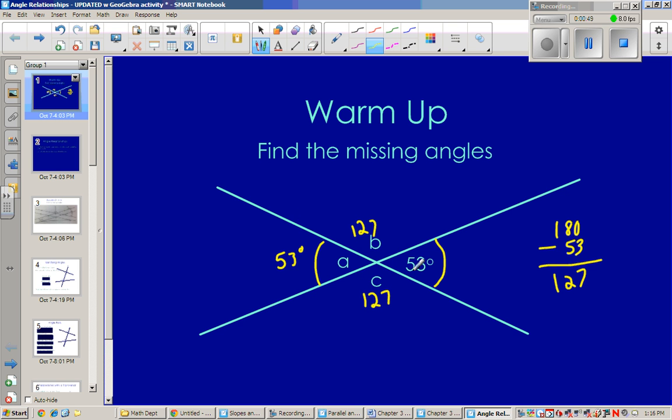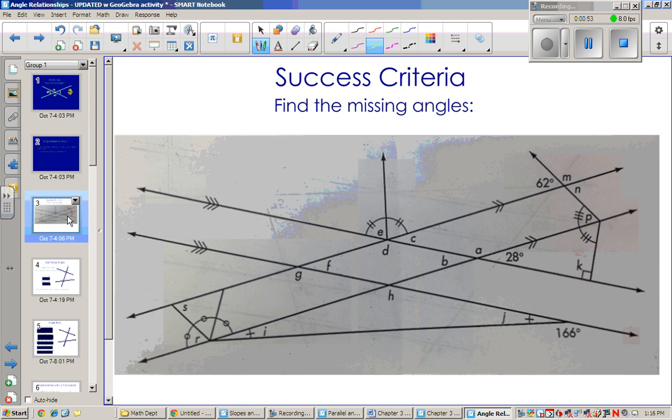So this is something that we've done in the past, and we'll use this moving forward. By the end of the day, we'll have a diagram like this, and we'll be able to fill in all the missing angles.